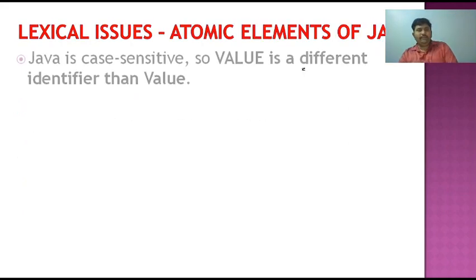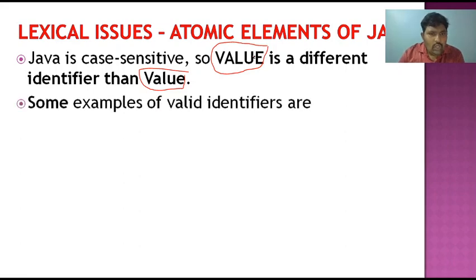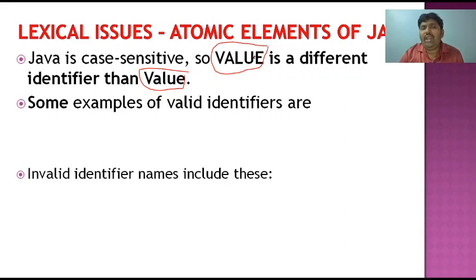Java is also called a case-sensitive language. That is, for example, capital Value is a different identifier than small value. These two are both "value", but the Java compiler treats these two variables as different identifiers because Java is a case-sensitive programming language. Now let us see some examples of valid identifiers and some invalid identifiers.